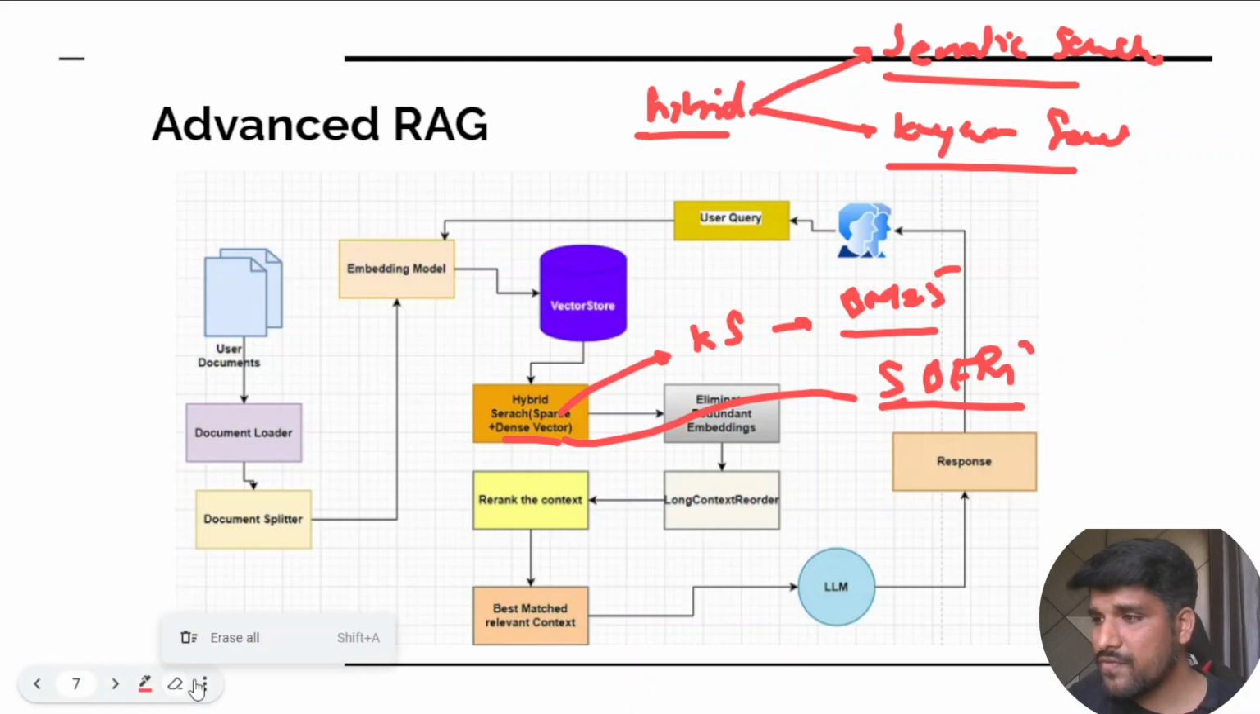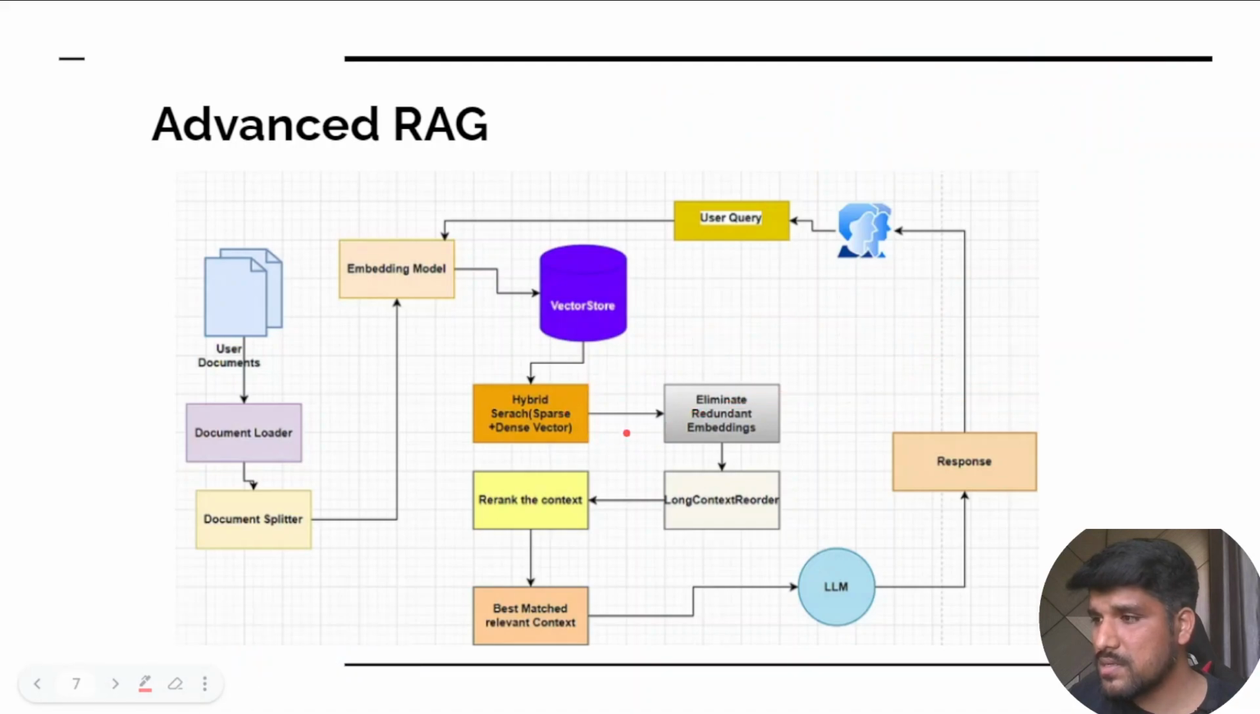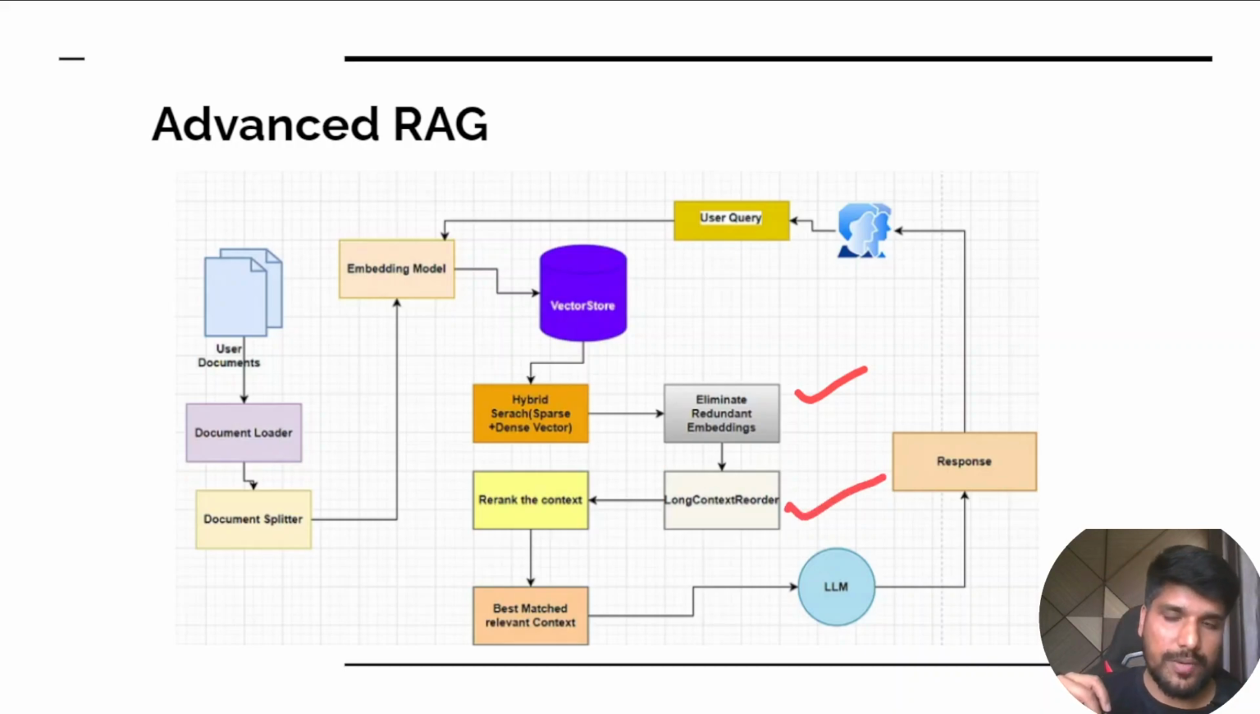Second, once this is done, there is a second block called eliminate redundant embedding. Many times many similar chunks get extracted. There are libraries available in LangChain and LlamaIndex through which you can delete the similar chunks. Then the third block is called long context reorder.